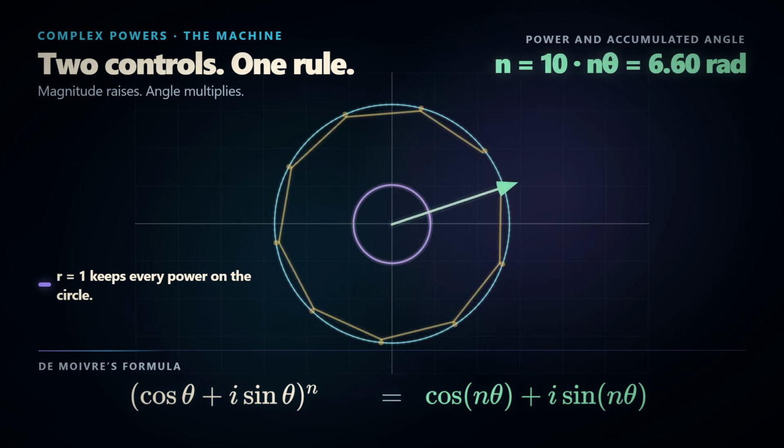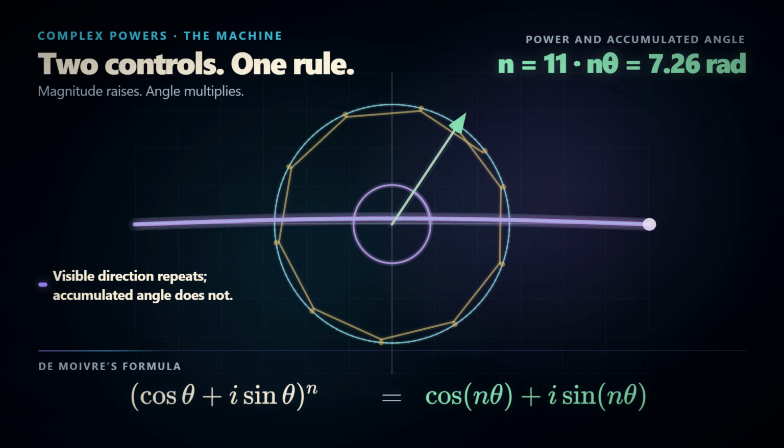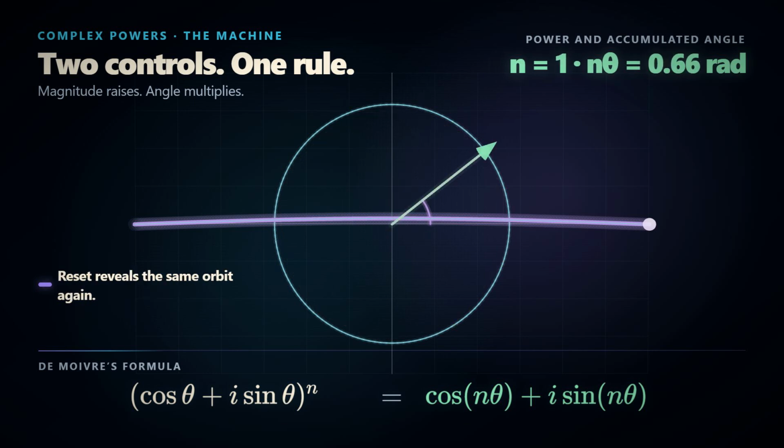Sweep the power dial through 1, 2, 3, and onward. The arrow at each step is the previous arrow multiplied by z. Wrap an angle past 2 pi, and the visible direction repeats, though the accumulated angle keeps growing. Reset the dial, and the orbit begins again. This many-to-one wrapping is why reversing a power cannot usually return a single answer.